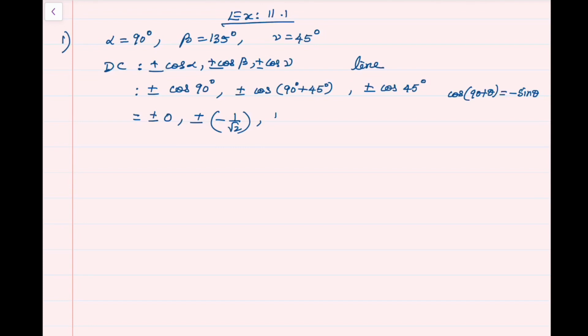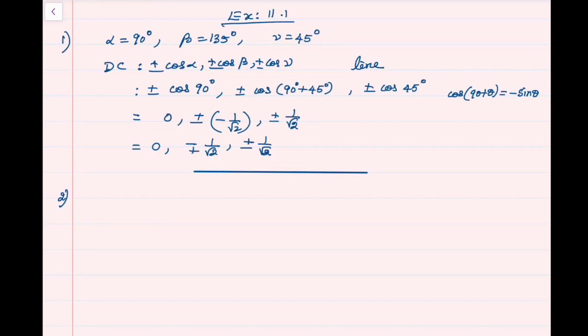And then cos 45 is 1 by root 2. Therefore, the answers are 0, minus plus 1 by root 2 and plus or minus 1 by root 2. Here we need not write plus or minus sign for 0. This is the answer.